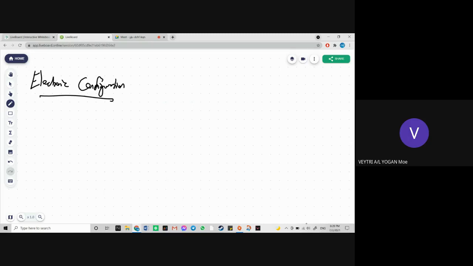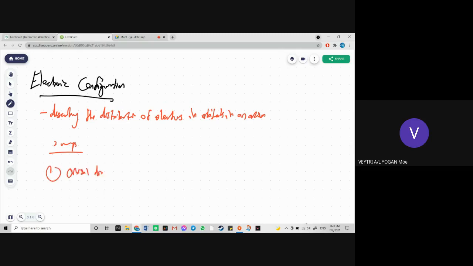Electronic configuration basically means describing the distribution of electrons in orbitals in an atom. There are two ways to write it. Number one is the orbital diagram, and number two is SPDF notation. So what do orbital diagram and SPDF notation actually mean?